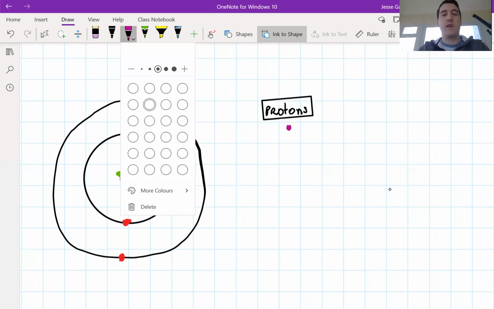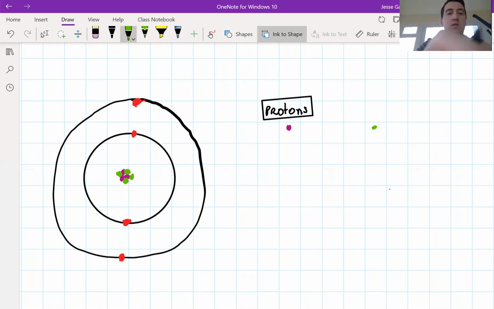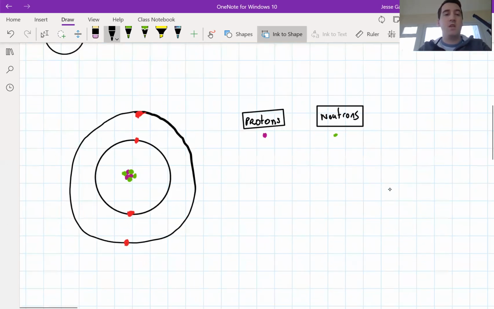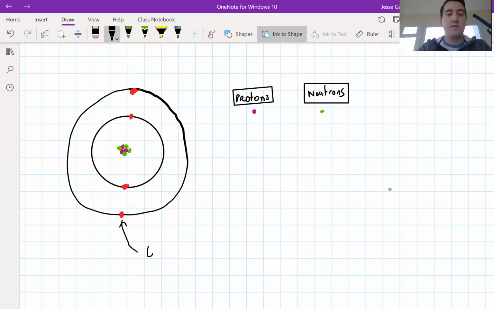I'm going to draw the green ones now. The green particles are shown here. And those are called N-E-U-T-R-O-N-S. Neutrons. We've got protons and we've got neutrons. They are found together in the middle of the atom. The red ones, these ones here, these are called electrons. Kind of like electricity, but electrons. They are related to electricity, which is why they have the name electrons.